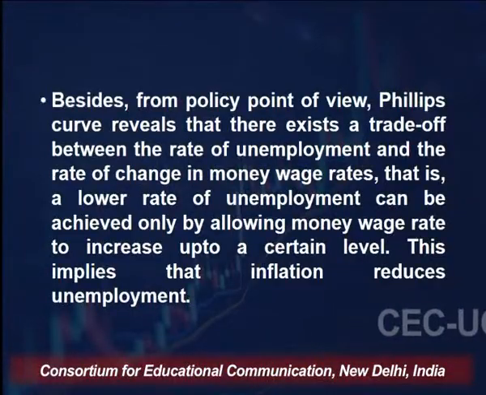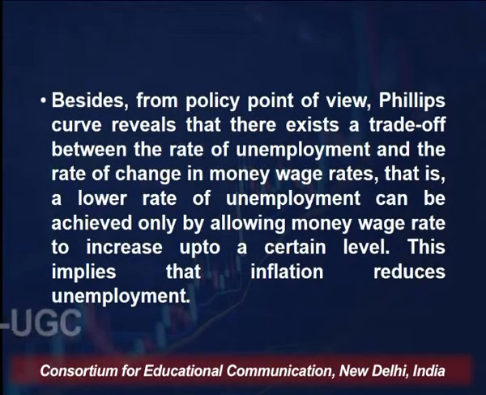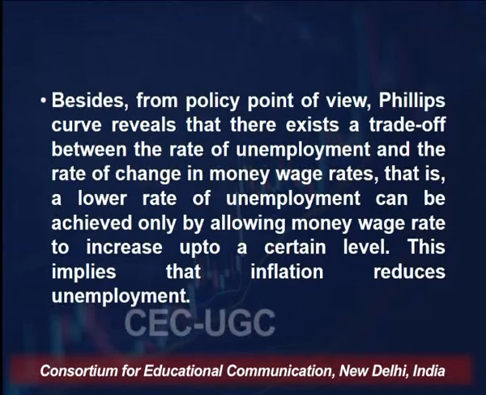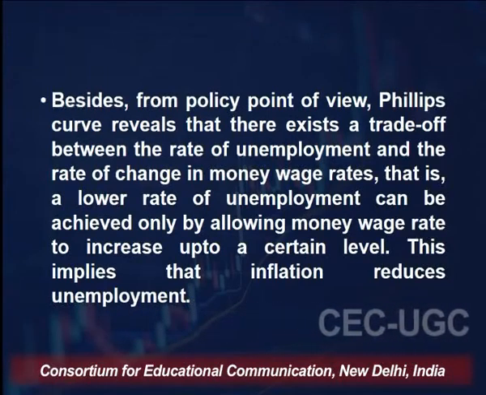Phillips established through an empirical study that there exists an inverse relationship between the rate of unemployment and the rate of increase in the wage rate. So, the general conclusion drawn from Phillips' empirical finding is that a rise in wage rate reduces the rate of unemployment and a fall in money wage increases the rate of unemployment. Besides, from a policy point of view, the Phillips curve reveals that there exists a trade-off between the rate of unemployment and the rate of change in the money wage rate.